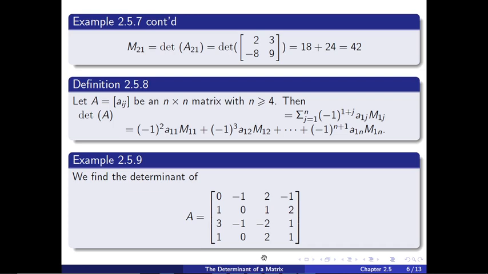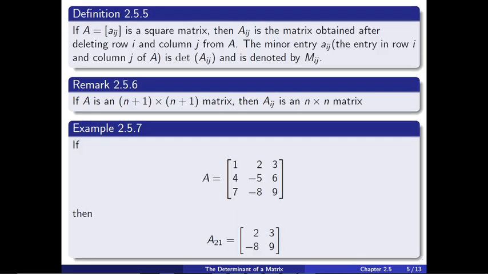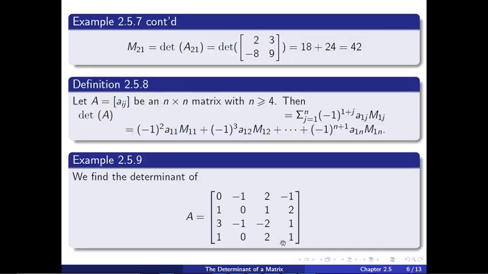And then M21, the minor, becomes the determinant of this matrix, and that's just 18 minus minus 24, which is 18 plus 24, which is 42, right?